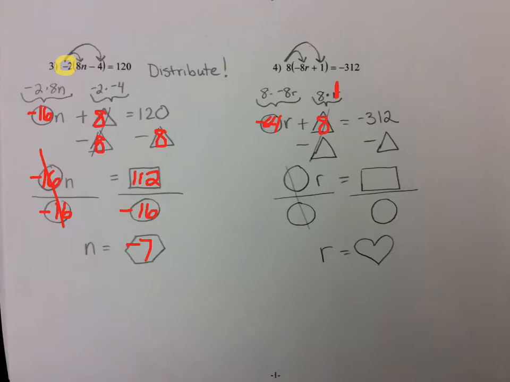So the next thing I have to do is get the r alone, but I have this plus 8 in the triangle. I need to get rid of it, so I'm going to do -8 in the triangle on both sides of my equation. I'm going to bring down that -64 that goes in that circle, -64r. 8s are going to cancel out, and then I have to do -312 minus 8. And so I'm going to get -320.